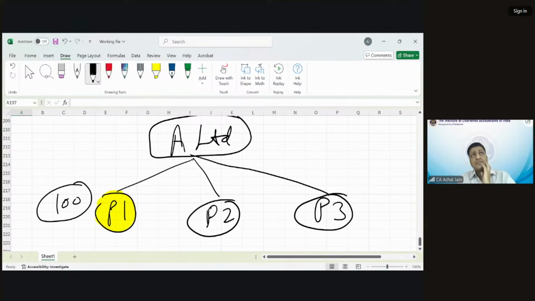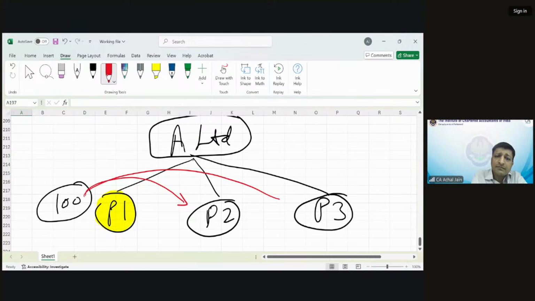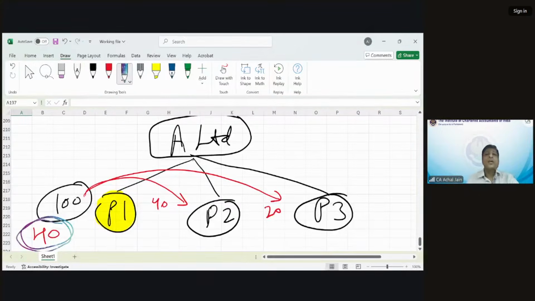Now what will happen when the company discontinues its business or a segment? Some of these employees will be moved to the other business segment. Let's suppose 40 will be moved to P2, 20 will be moved to P3. Now 40 are still left. For those remaining 40, the company doesn't have any plan to relocate. So what will happen? The company will have to discontinue the services of those 40 employees.